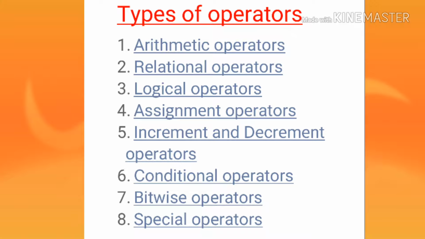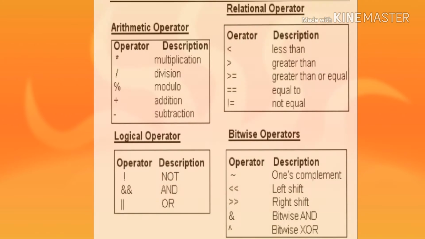Now come on to the types of operators. Below given are the names of all the types of operators present in a C program. Here comes the description of each and every type of operator. First is the arithmetic operator, which includes multiplication, division, modulo, addition, and subtraction.